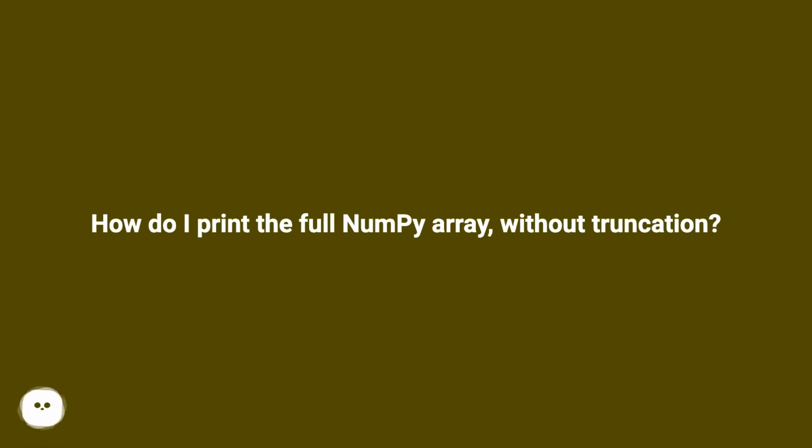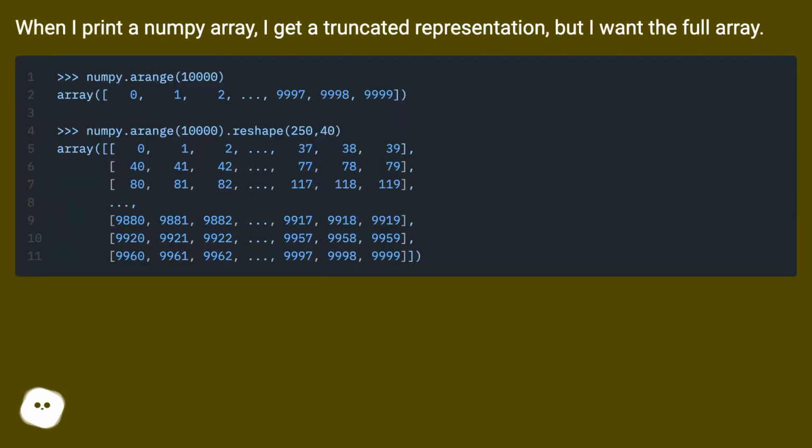How do I print the full NumPy array without truncation? When I print a NumPy array, I get a truncated representation, but I want the full array.